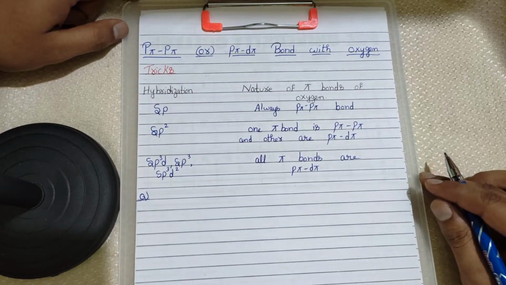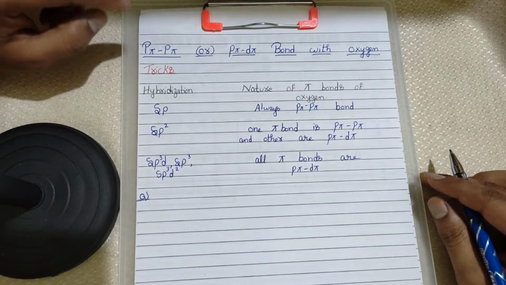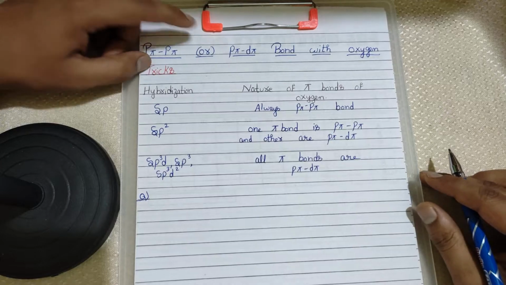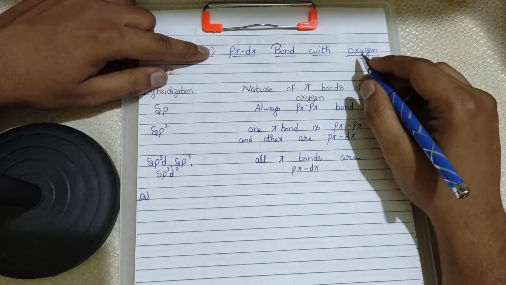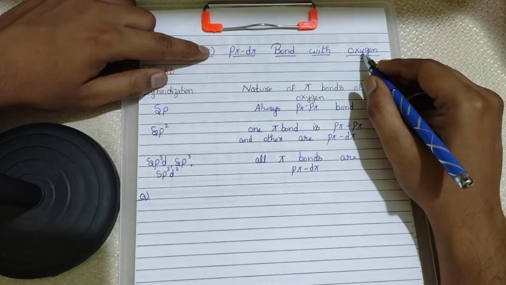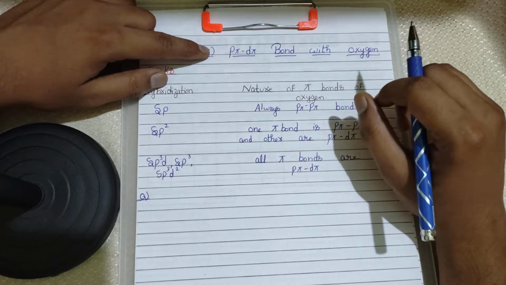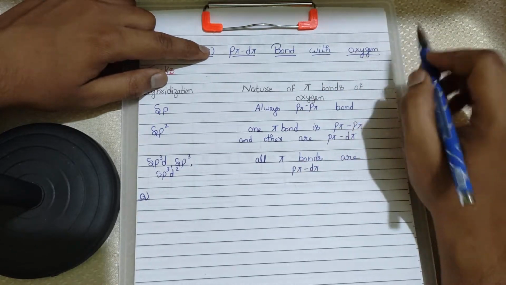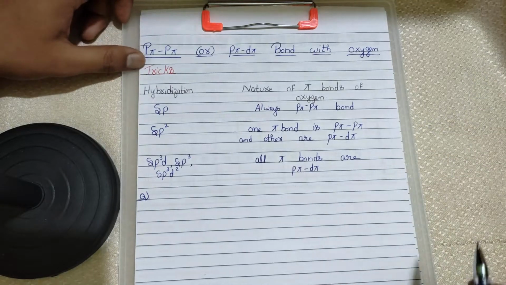Now in this video we are going to learn a concept to identify p pi or p pi d pi bonds with oxygen containing compounds. This is very important. In this video I am going to discuss a trick with respect to oxygen containing compounds. Okay, now let us come to our trick.